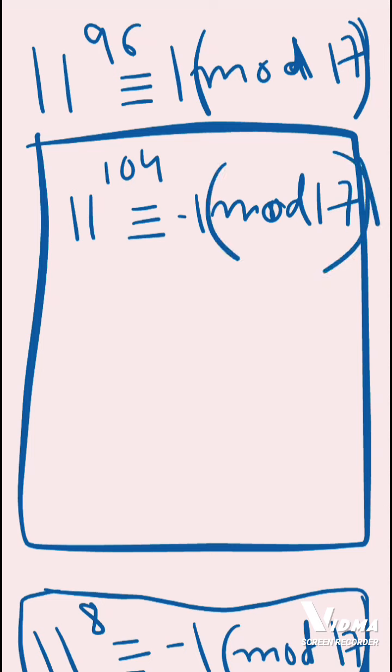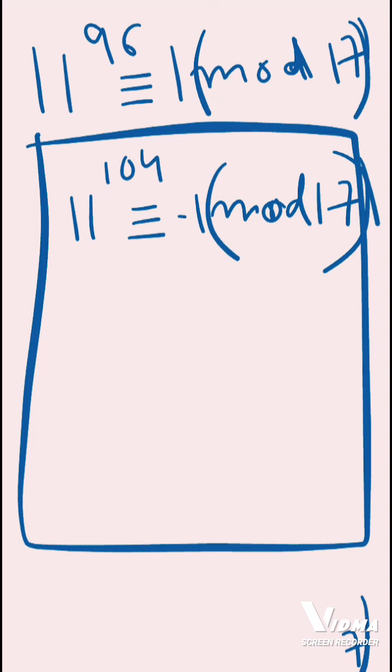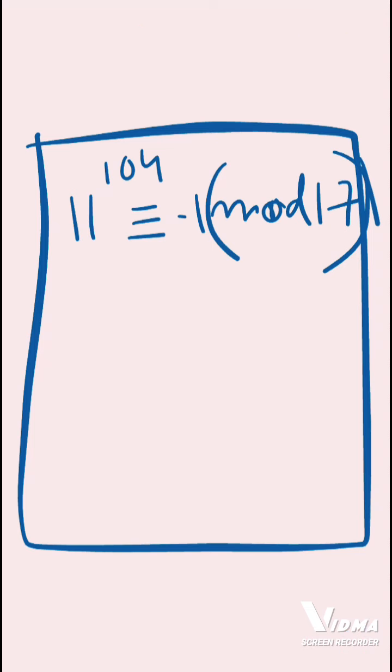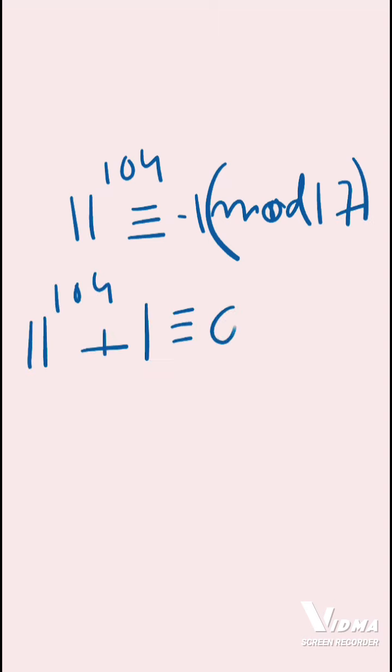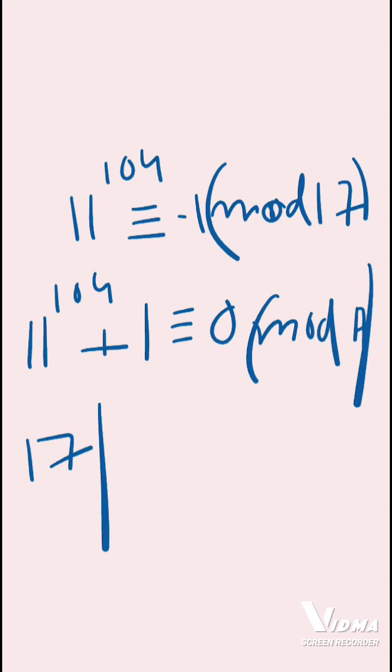Why? Because this means nothing but, let me erase the extra superfluous things, so this means 11 raised to 104 plus 1 is congruent to 0 mod 17, or 17 divides 11 raised to 104 plus 1, and we are done.